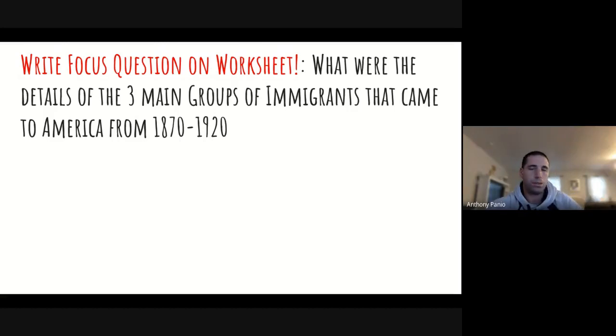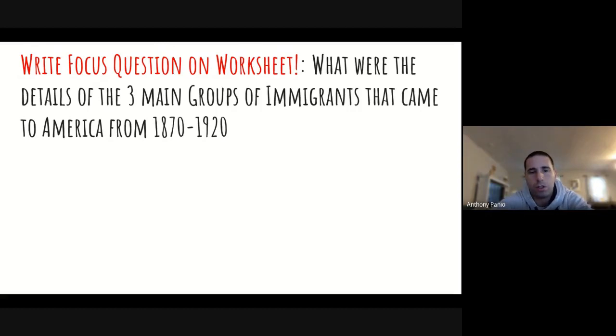So first off, you're gonna write the focus question on the worksheet. At the top, you'll see it says write focus question. And then you're gonna copy this down. What were the details of the three main groups of immigrants that came to America from 1870 to 1920?